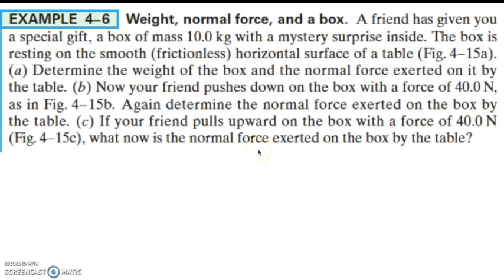Weight, normal force in a box. A friend has given you a special gift, a box of mass 10 kilograms with a mystery surprise inside. The box is resting on a smooth, horizontal surface of a table. A, determine the weight and normal force. B, now your friend pushes down on the box with a force of 40 newtons. Again, determine the normal force exerted on the box by the table. And C, if your friend pulls upward on the box with a force of 40 newtons, what now is the normal force exerted on the box by the table? Do it now.